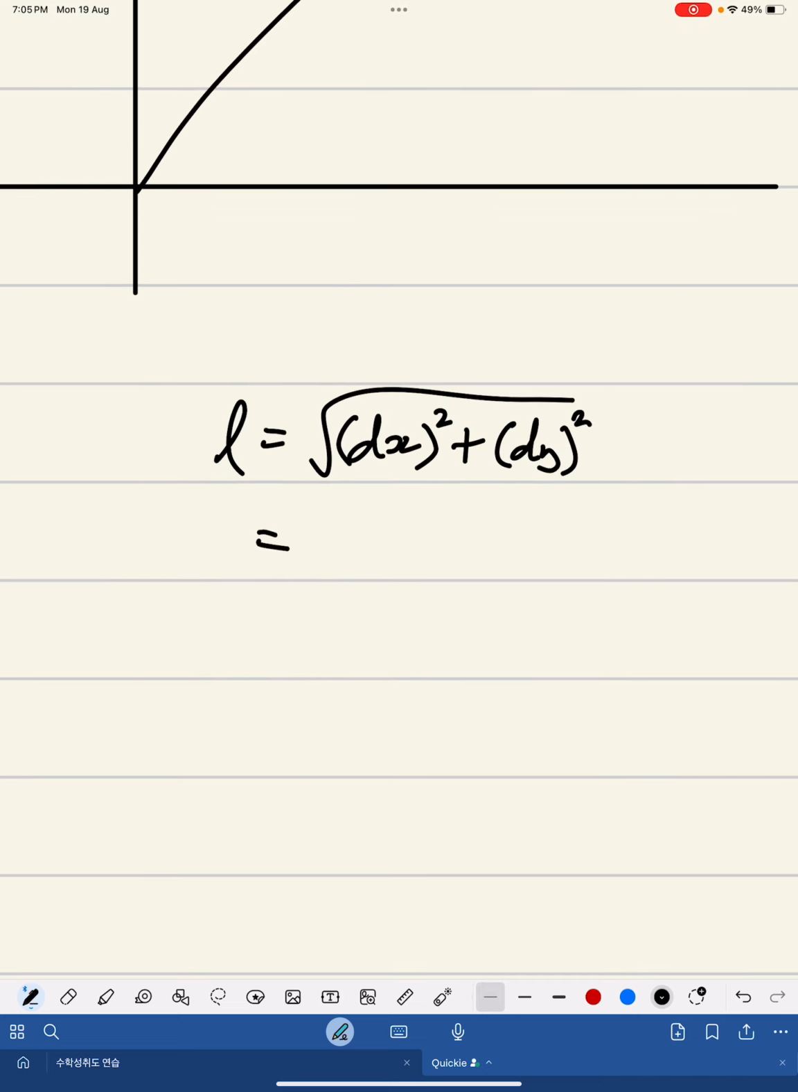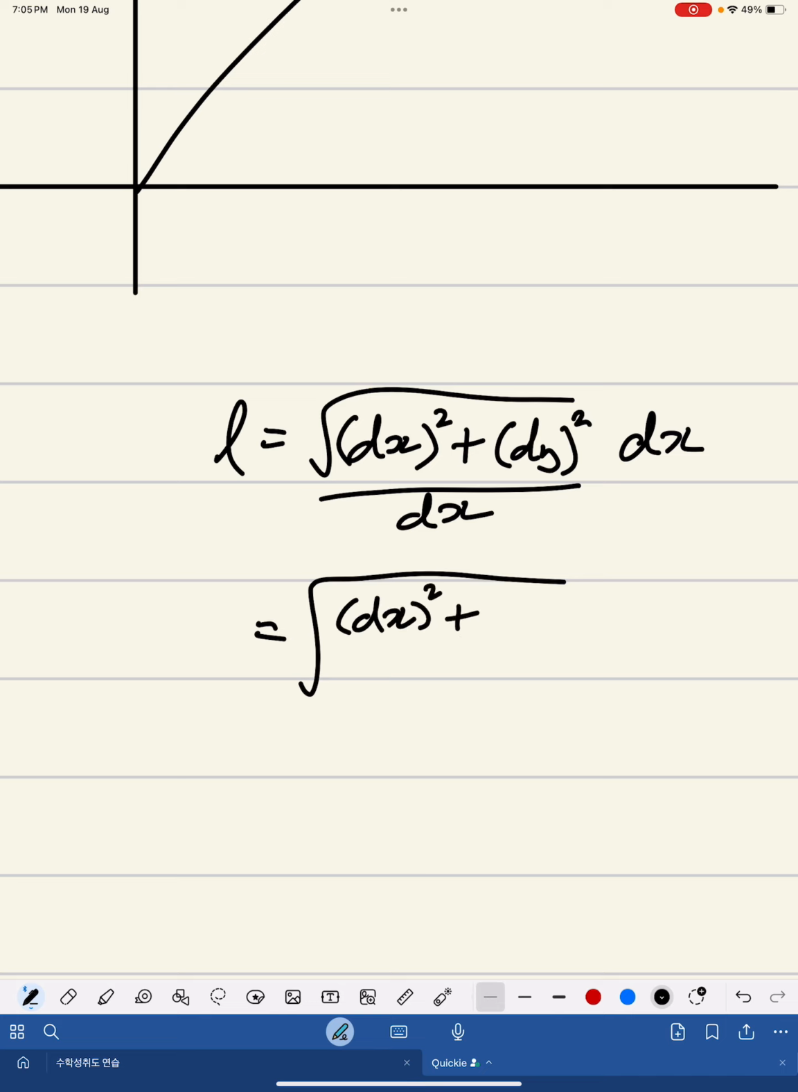Well, I'm going to rewrite this. I'm going to multiply and divide the whole thing by dx. dx divided by dx is basically the same thing because the dx cancels out to become 1. Therefore, I can rewrite this as dx squared plus dy squared all over dx, with dx outside the root. However, if we put it inside the root, we have to square it, obviously. So that would be dx all squared, and dx outside the root.